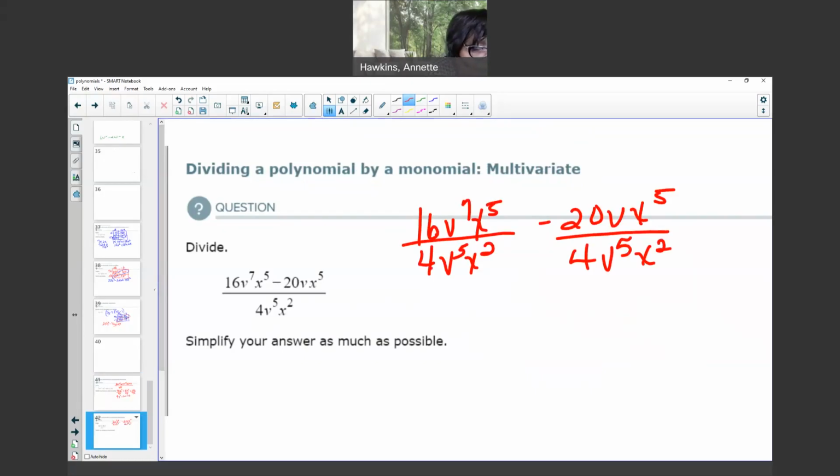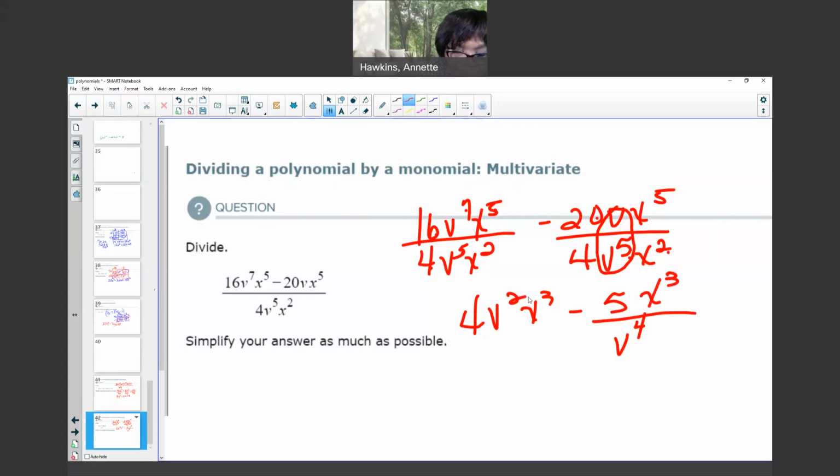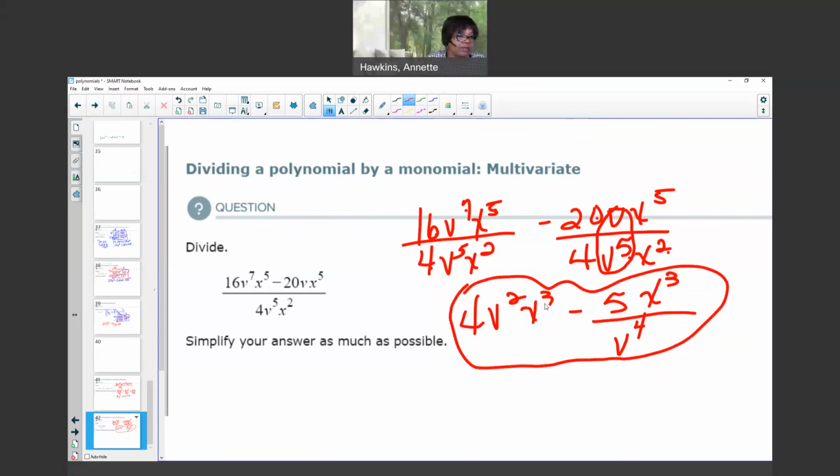All right, 16 divided by 4 gives me 4. Now, these are rules of exponents I have to use. 7 minus 5 gives me 2 in the numerator. 5 minus 2 gives me 3 in the numerator. So I don't have anything left in my denominator. Okay, let's come over here. 20 divided by 4 gives me 5. But now look at this. The v to the 5th is in the denominator, is higher. 5 minus 1 is 4. 5 minus 2 gives me 3 in the numerator. So this is the answer for this problem.